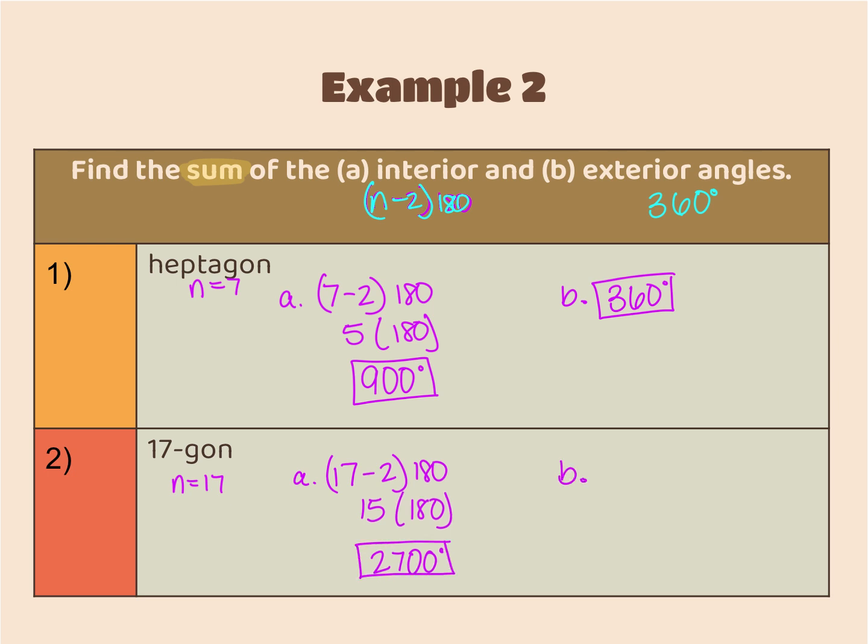And then the last part, B, what is the sum of my exterior angles for my 17gon? Good, 360. Okay, do we have any questions on this one?